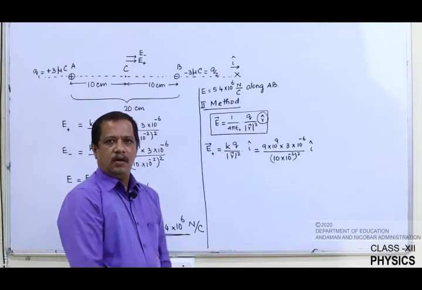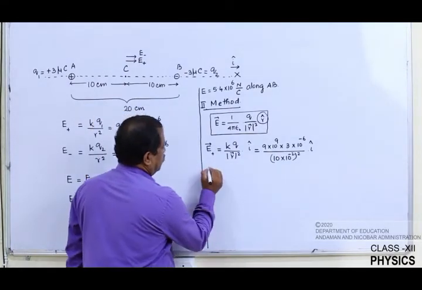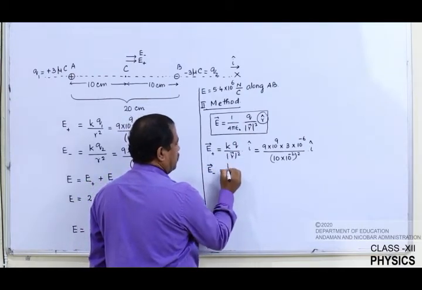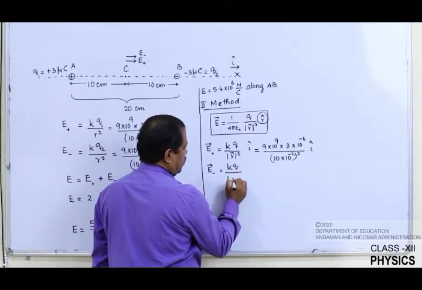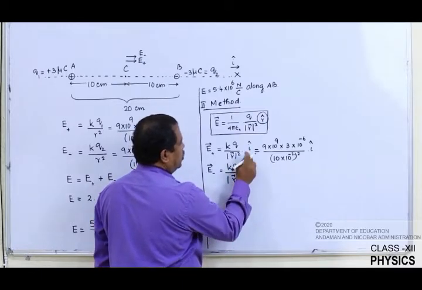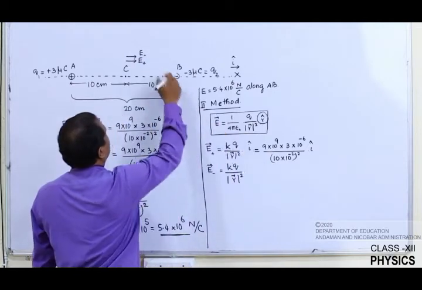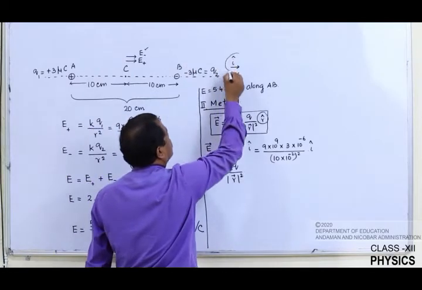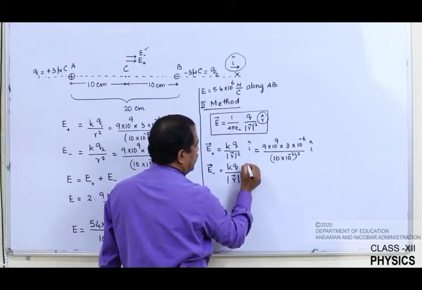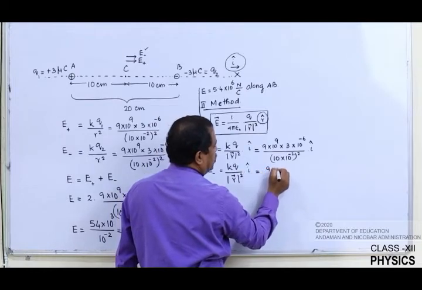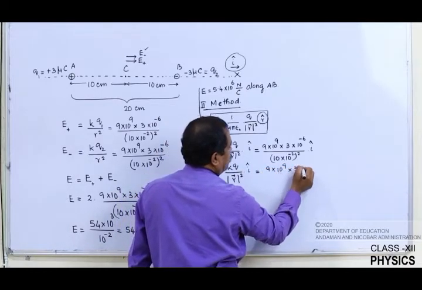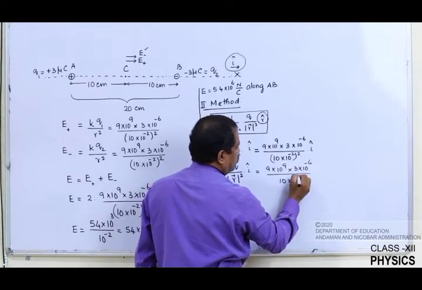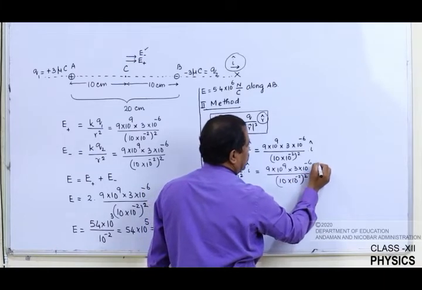Similarly, for the negative charge, the electric field at this point will be E minus vector. The expression is the same, kQ by r square, unit vector i. Because of this negative charge, the direction of the electric field is again towards the right-hand side, and the unit vector that represents the direction is i cap. So here too I can write i cap. This happens to be 9 into 10 power 9 into 3 into 10 power minus 6 by 10 into 10 power minus 2 the whole square into i cap.